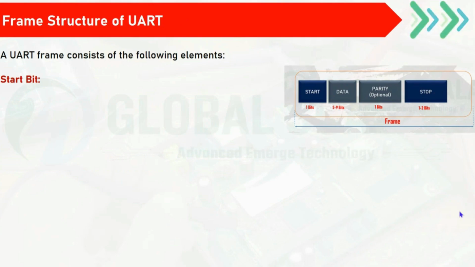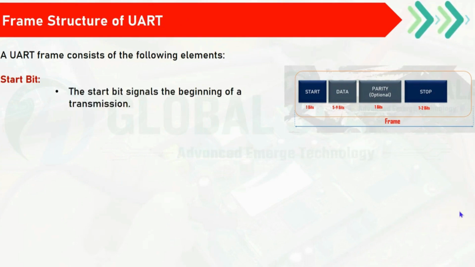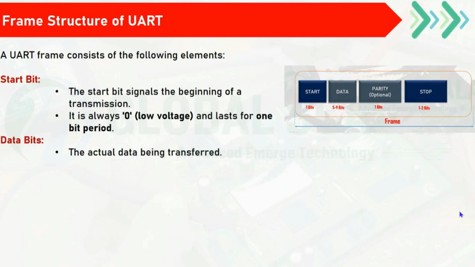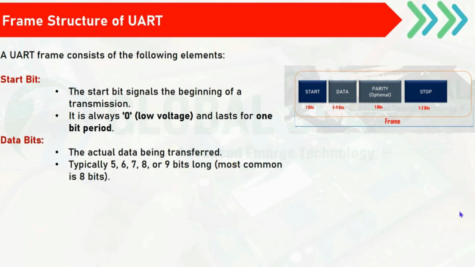The frame consists of a start bit. Usually it is the beginning of the transmission. It is always 0, the low voltage, before sending the data. If there is no data transmission, the line stays at 1. Data bits are the actual data bits. It will be 5 to 9 bits. Typically, we can operate within this bit range.